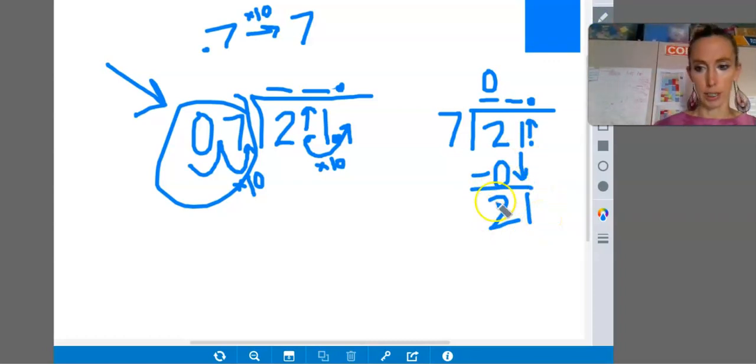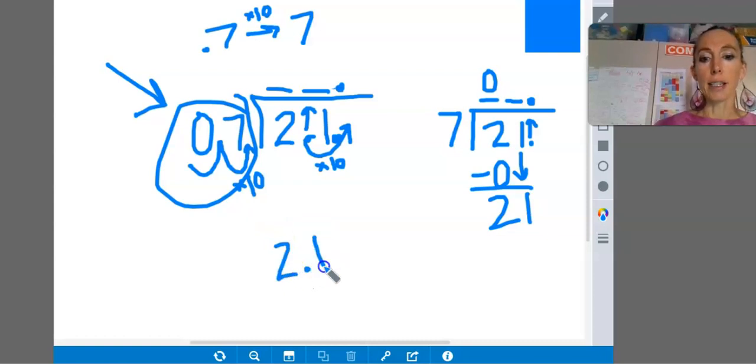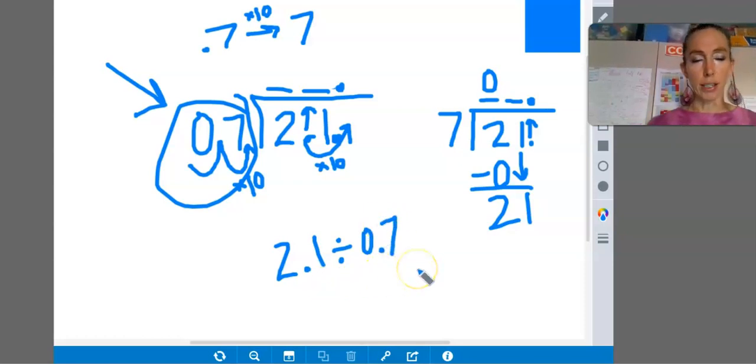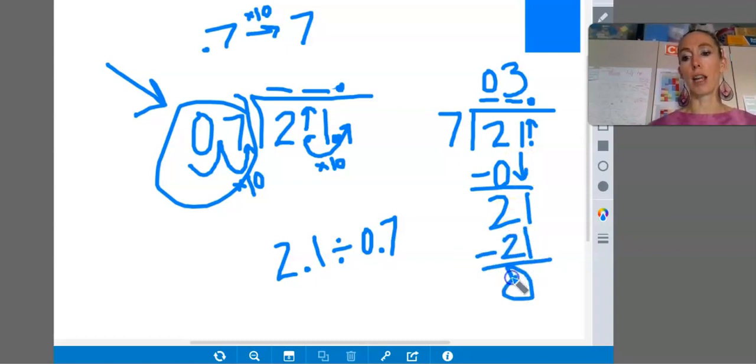Groups of 7. And oh my gosh, isn't that what we did when we were looking at the visual? Our 2 1/10 divided by 7/10, we noticed we could just think of it as 21 divided by 7 because we were thinking in tenths. This turns out to be the same thing, 21 divided by 7, which is 3. And 3 times 7 is 21. I subtract, left with nothing. Problem is done. How awesome is that?